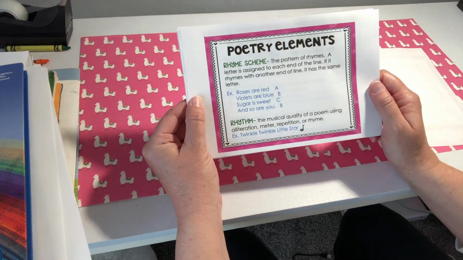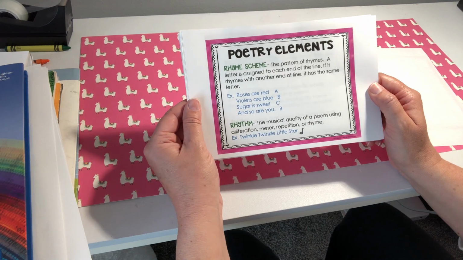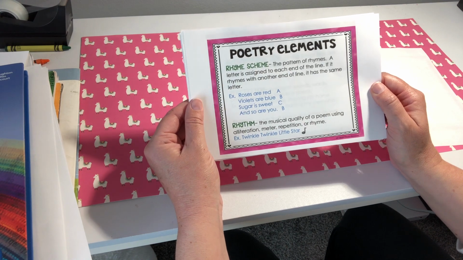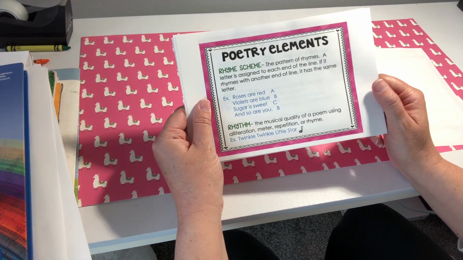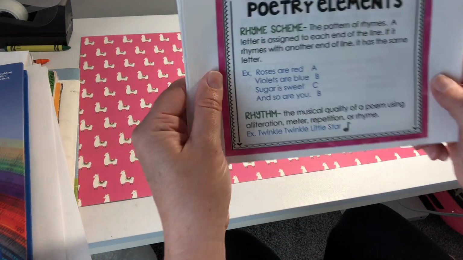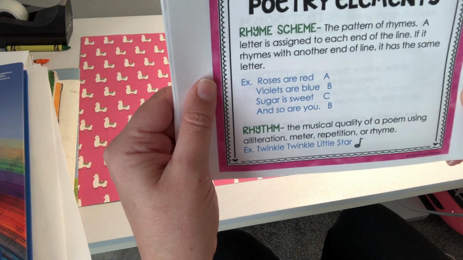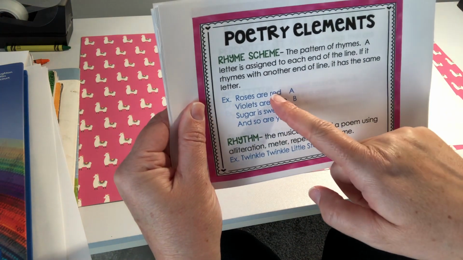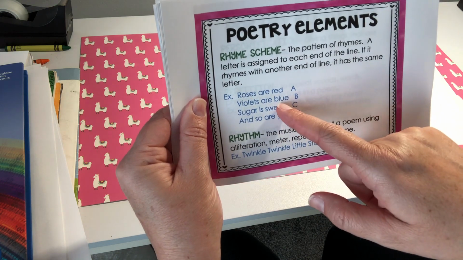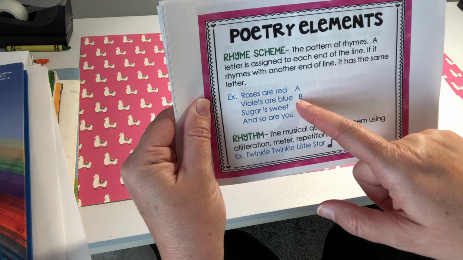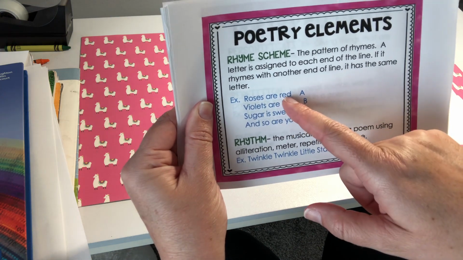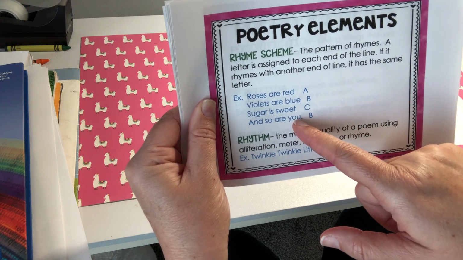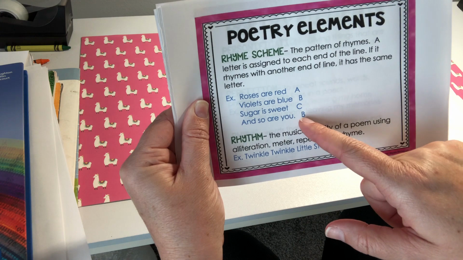There's also a rhyme scheme, and that's a pattern in the rhymes. You can assign a letter to the end of each line, and if it rhymes with another end of a different line, then it has the same letter. So for instance, this pattern is roses are red, violets are blue, sugar is sweet, and so are you. So we know that blue and you rhyme. So red is assigned letter A. Blue does not rhyme with red, so it's assigned letter B. Sweet does not rhyme with red, and it does not rhyme with blue, so it gets letter C. And then when we get to the word you, it rhymes with blue, so it's also assigned letter B.